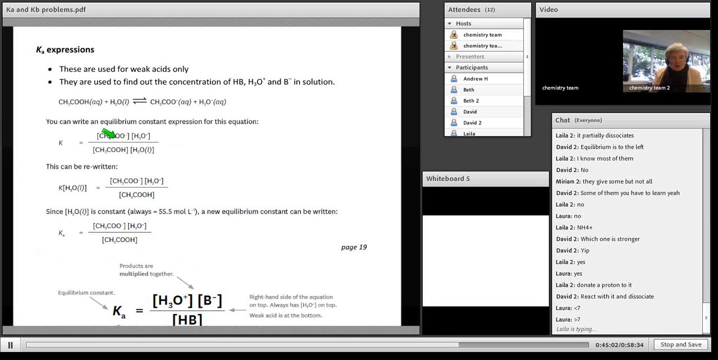Let's move it on to level 3 now. Just like we had the solubility equations and the solubility expressions, we have exactly the same thing with acids and bases. Because there's an equilibrium, we can write an equation and an equilibrium expression. So looking over here, first of all, Kas, they are only for weak acids. Why don't we have them for strong acids?